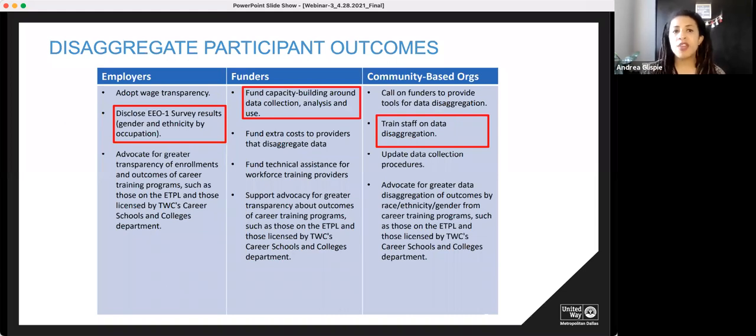So employers, even though I know there's a lot of hesitancy here, have a role to play in being transparent about who's in their workforce by disclosing EEO1 survey results. Funders can obviously support capacity building around disaggregated data collection, the analysis of this data, and how to use it, either with the public education and workforce system or with community-based organizations. And community-based organizations can train staff on data disaggregation with the support that they get from funders. Next slide.